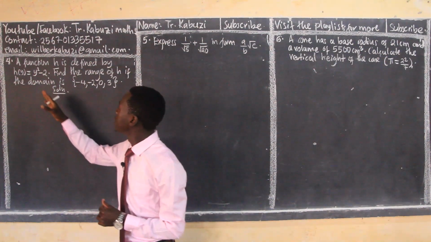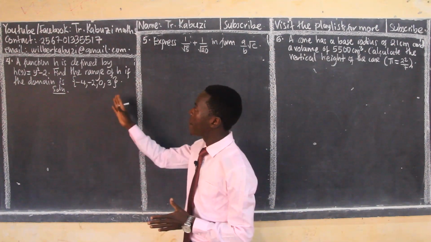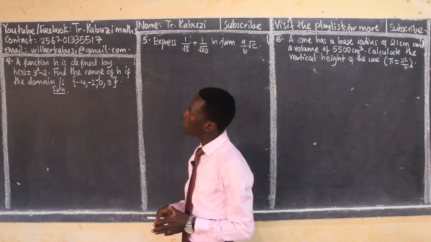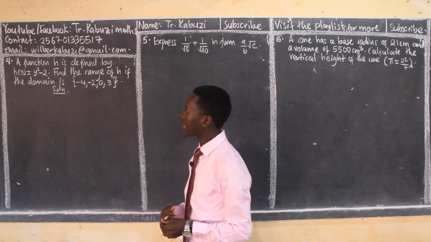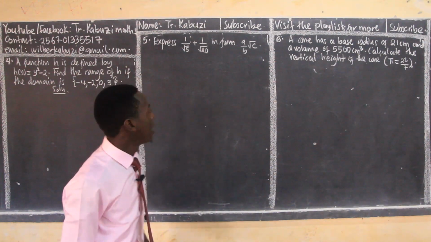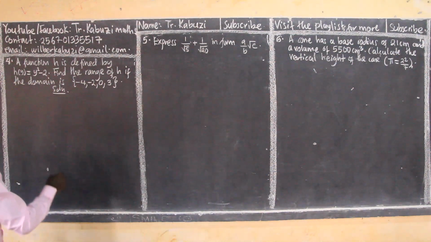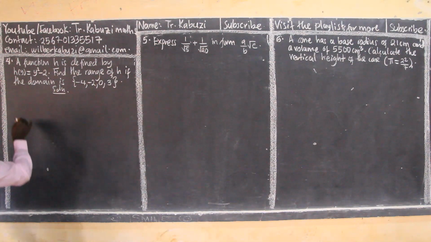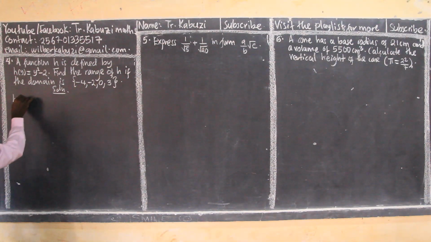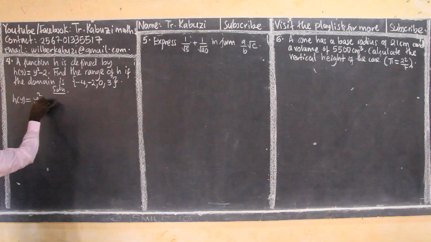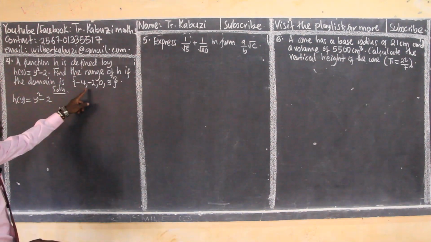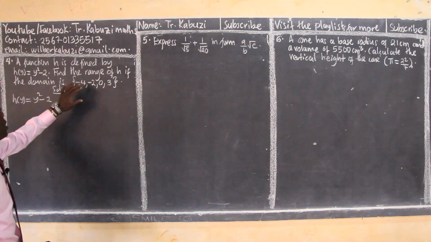Number 4 says, a function h is defined by that. Find the range of h if the domain is that. So that one is very easy. You just write in our solution, you write the function they are talking about. Minus 2. Now, if this is the domain, now we need the range.